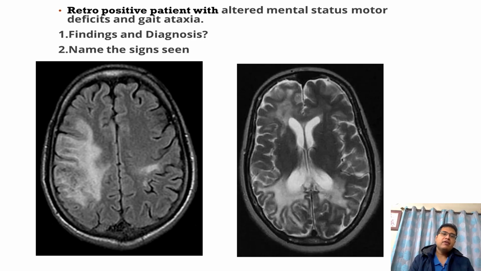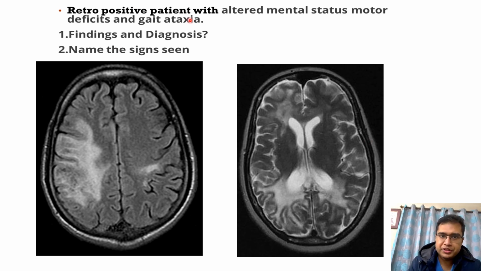So here we have another case, a retropositive patient with altered mental status, motor deficit and gait ataxia, and I have provided you with T2 weighted images and flare images. So based on these images of the axial section of the brain, what do you think the diagnosis is, and also what are the radiological signs that can be appreciated on these images? I'll give you some time to appreciate the findings.